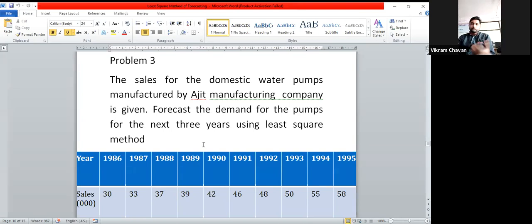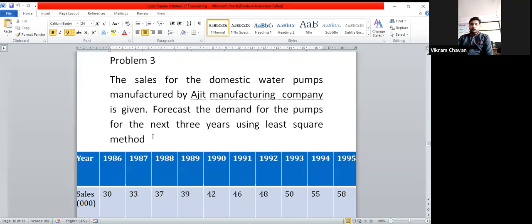I hope some of the students have solved this problem at home as homework. But if you are not getting the proper idea of the problem, I will explain once again, and we will go through this particular problem thoroughly.